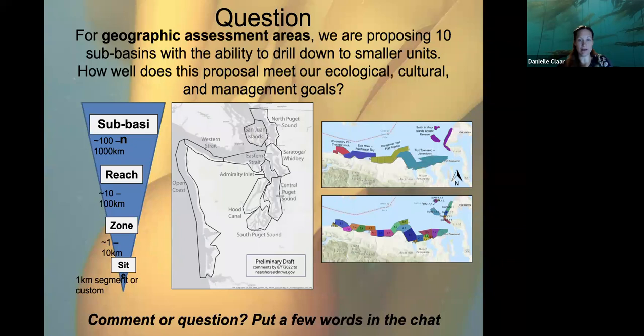So we've told you a bit about these geographic assessment areas. Gut reaction: how do you feel about the 10 subbasins with the ability to draw down to smaller units? Does this proposal meet our ecological, cultural, and management goals? If you have any additional comments, please put them in the chat and we will return to them in a bit.